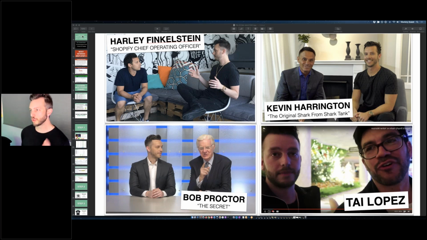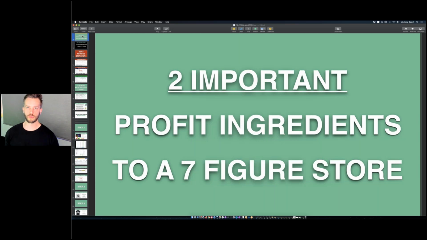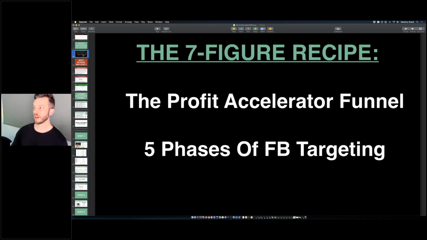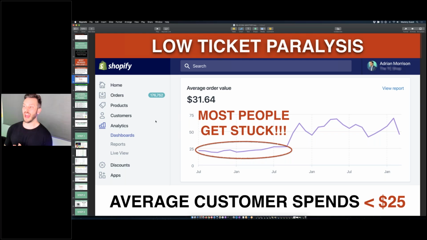So, all right, there are two really important profit ingredients to running a 7-figure store, which is what I run, right? And the profit ingredients really rely on you getting a higher average order value, okay? So what we're going to talk about is not the 5 phases of targeting, but this accelerator funnel that we've put together. And we're going to show you how I went from getting stuck at an average order value of $20. Now, what is an average order value? That is the average amount of money that my average customer spends on my store, right? So the greater your average order value is, the more profitable your store is going to be.